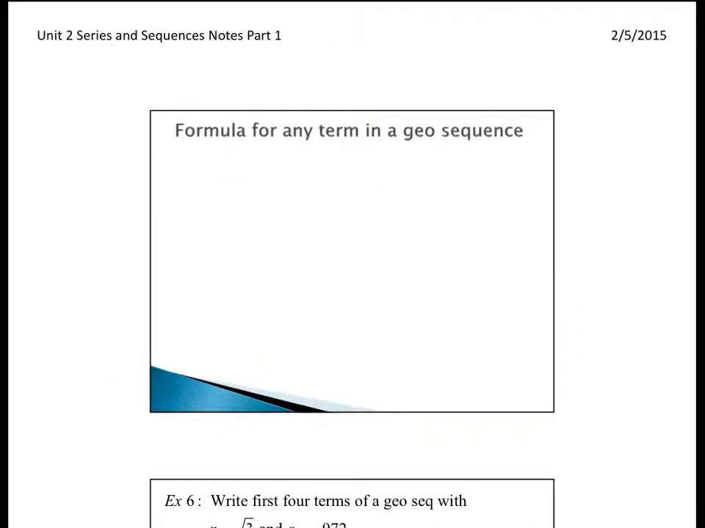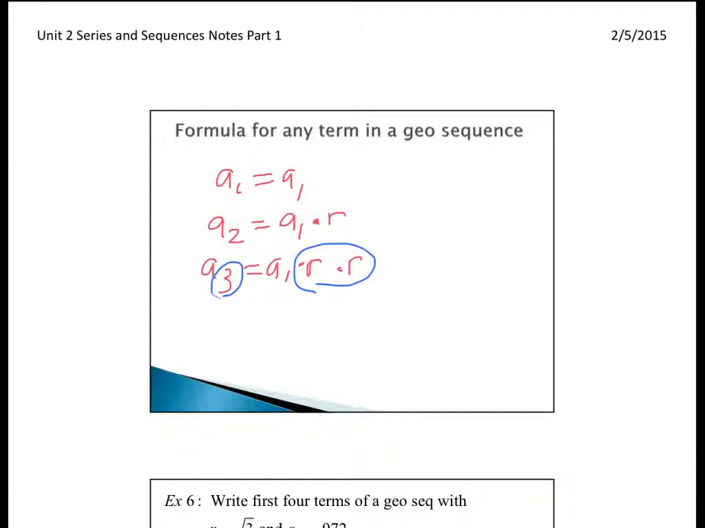When we try and generate a formula to find any term in a geometric sequence, what we want to think about is how each term is written in terms of the prior term. So if my first term is just a1, and my second term is my first term times a ratio, and my third term is that answer times another ratio, what we start to notice is that the number of ratios that I am multiplying by is one less than the term that I am on.